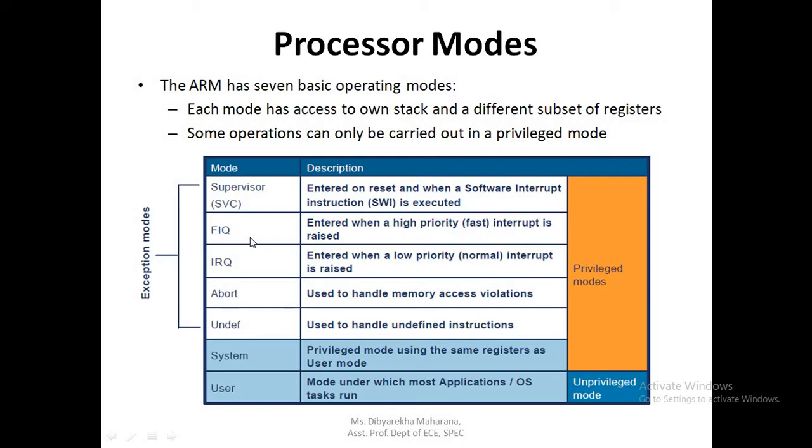Fast interrupt request mode is entered when a high priority or fast interrupt is raised. Then interrupt request mode is entered when a low priority or normal interrupt is raised. Then come to abort mode. It is used to handle memory access violations. Then undefined mode is used to handle undefined instructions. System mode is a privileged mode using the same registers as user mode. Then come to user mode, the mode under which most applications or operating systems run.